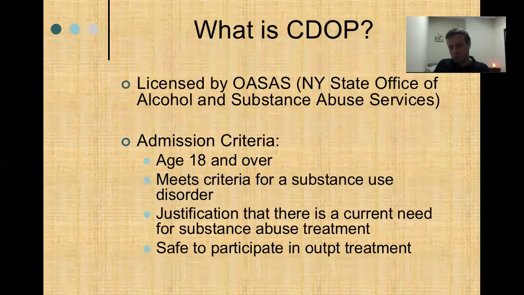So a little bit about our clinic. We're licensed by OASAS, which in New York State is the Office of Alcohol and Substance Abuse Services. They cover and sanction and fund all of the substance use treatment and prevention programs in the state. Our admission criteria: you had to be 18 or older, had to have a substance use diagnosis. There had to be a reason that you needed the treatment, but that didn't need more intensive treatment like inpatient rehab. And you just had to be considered safe, meaning no active suicidal ideation or homicidal ideation.